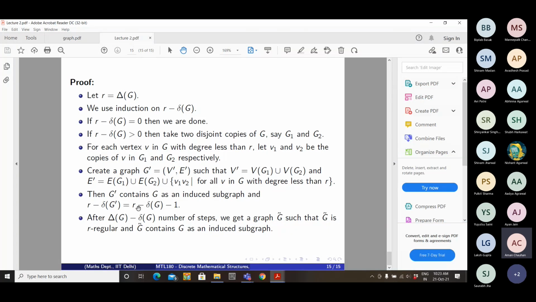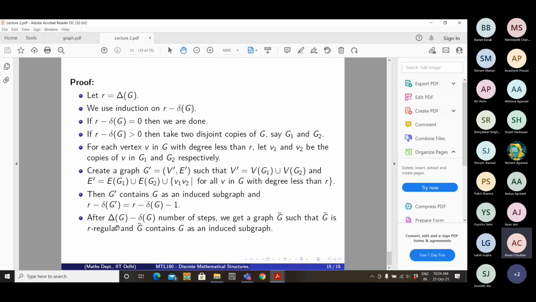But if it is not 0, then we apply the same thing here, which we applied for G. We apply the same construction for G' as well, to get some other graph G'', where R minus δ(G'') is the same as R minus δ(G') minus 1, or simply R minus δ(G) minus 2. So proceeding in this way, after a finite number of steps, we will get a graph where Δ(G) minus δ(G) is 0.